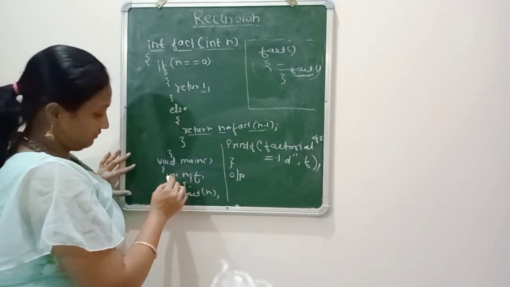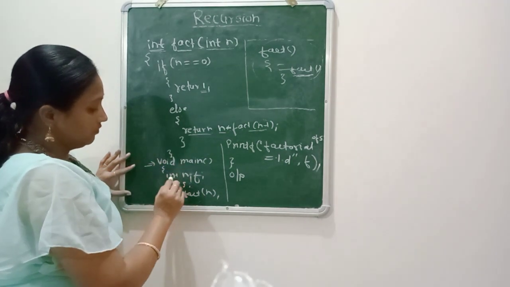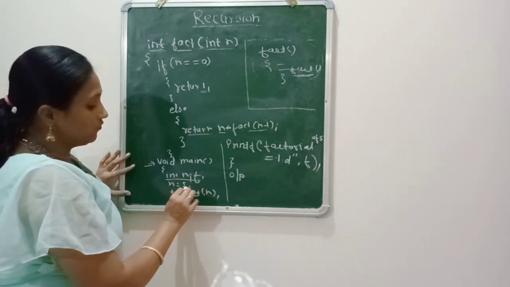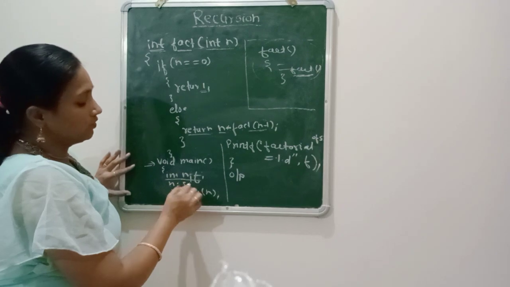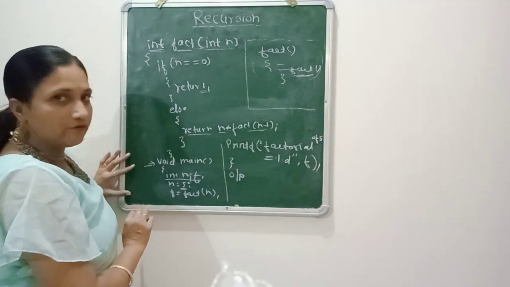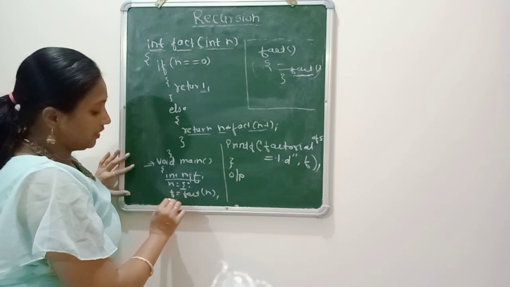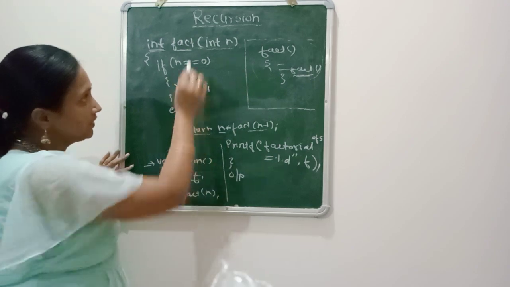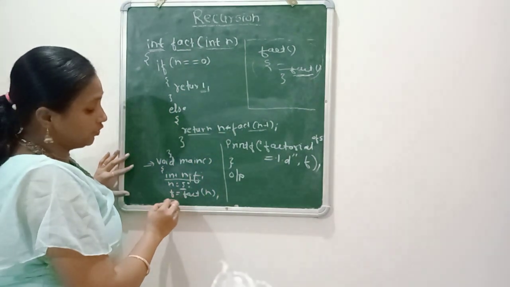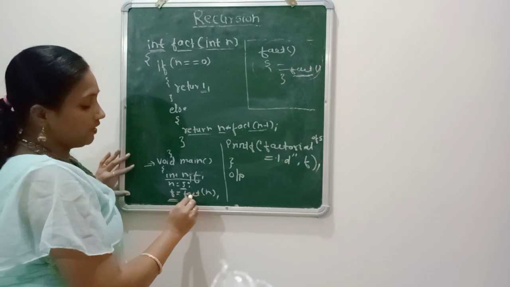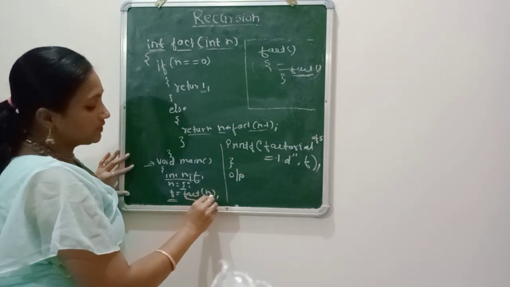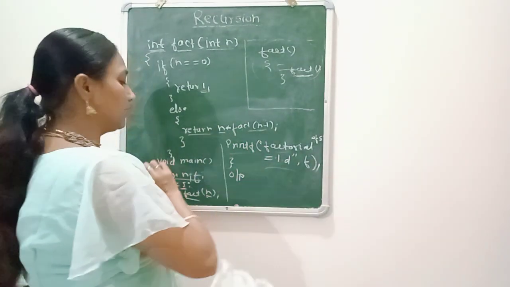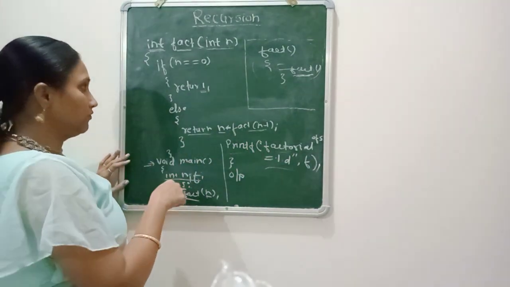Now suppose in main, this is the main function, we are taking two variables of type integer, n and f, and in num we are taking the number of which we are going to find the factorial. Then f is another variable in which, as this is an integer type function, it is returning a value of type integer, and that return value we are storing in f, and here to the function fact we are passing n, that is 5, and at last we will be displaying the factorial. Now let us see how the program works.